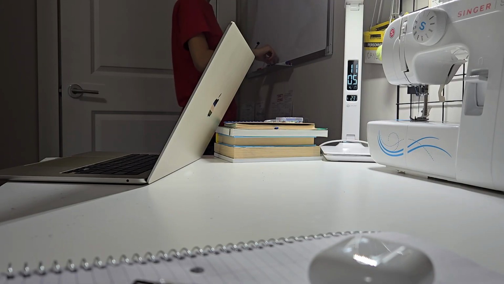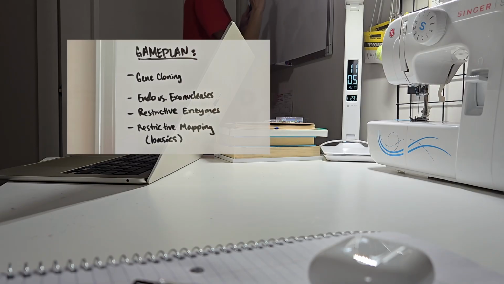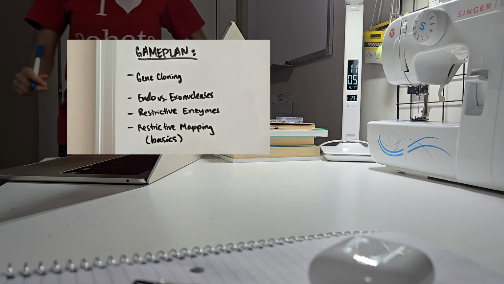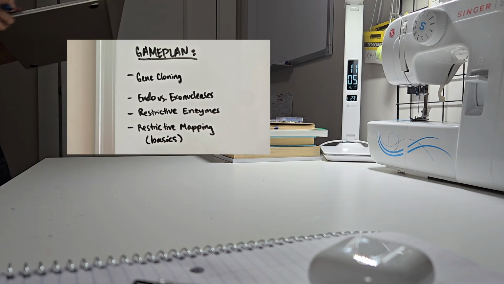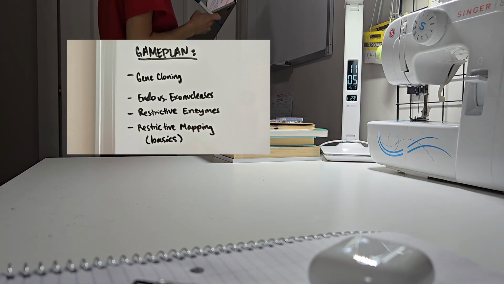So anyways, let's get into it. Restriction mapping. As you know, I always have a game plan. First off, we have gene cloning. Next is endo versus exonucleases. Third, I'm going to be talking about restrictive enzymes. I'm also going to be talking about DNA ligase a little bit, but I know it's not in the game plan, but it's going to be there, just a short excerpt. And then we're going to go into restriction mapping, or also known as restrictive mapping, or the basics.